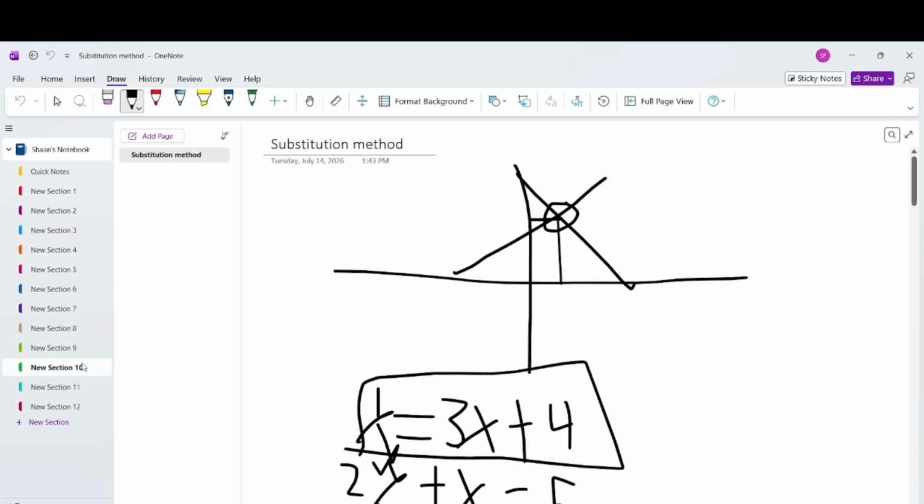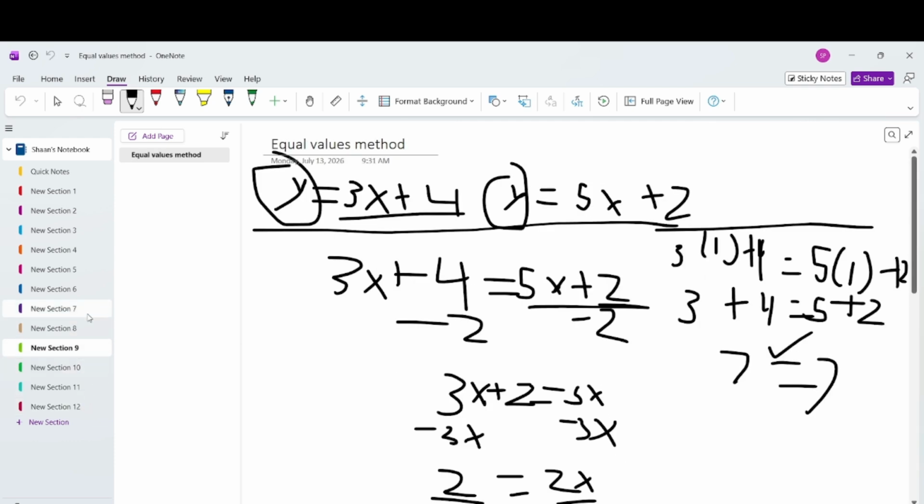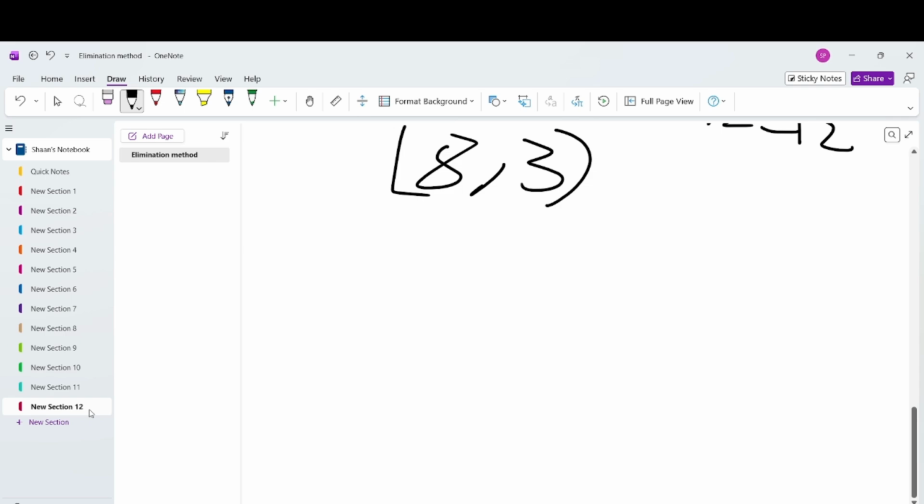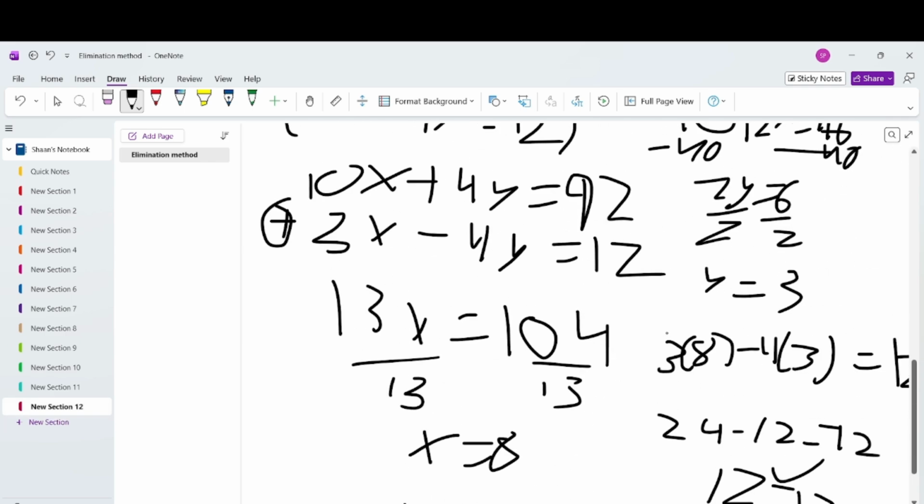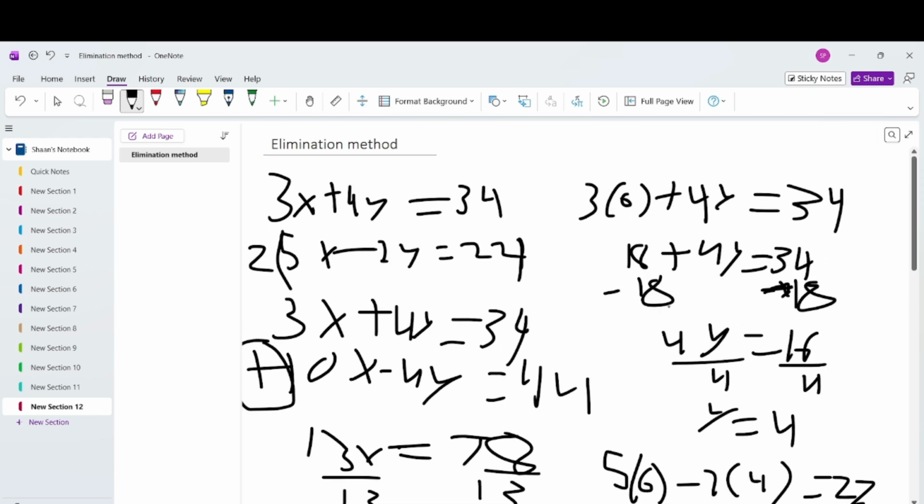If you don't know how to use the substitution method or equal values method, go back to the other videos to make sure you know how to do those too, because all these three methods will be useful in school when you're doing problems like these.